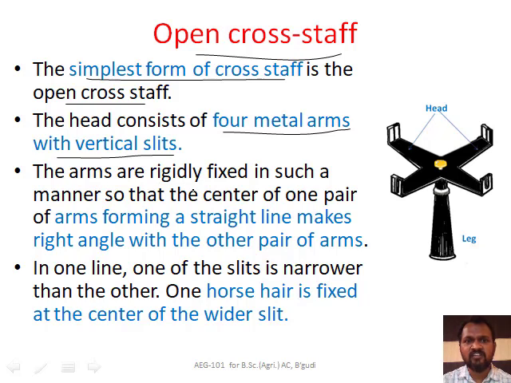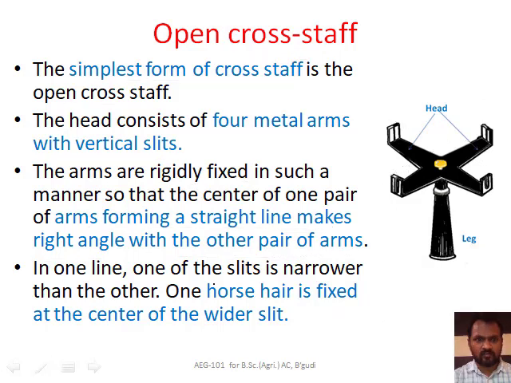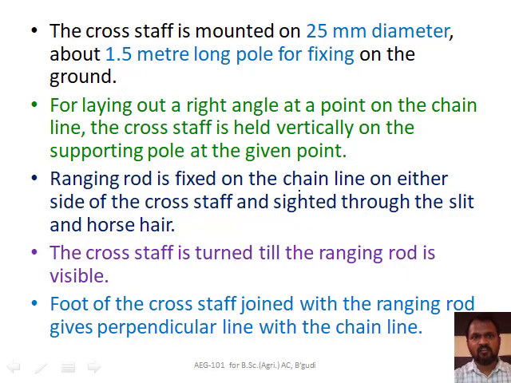The arms are rigidly fixed in such a manner that the center of one pair of arms forming a straight line makes right angles with the other pair of arms. So this one and this one, they are making the straight lines. In one line, one of the slits is narrower than the other and one horsehair is fixed at the center of the wider slit.